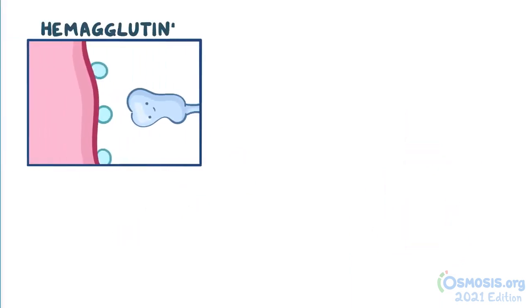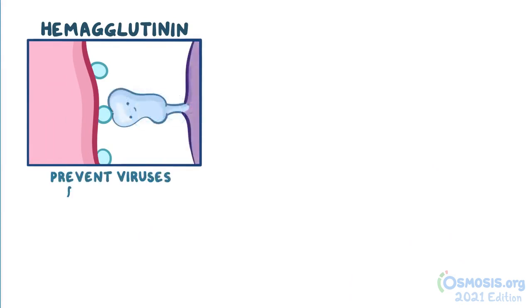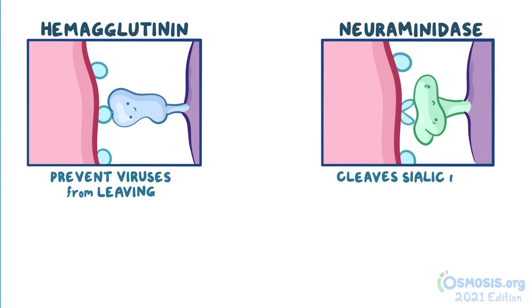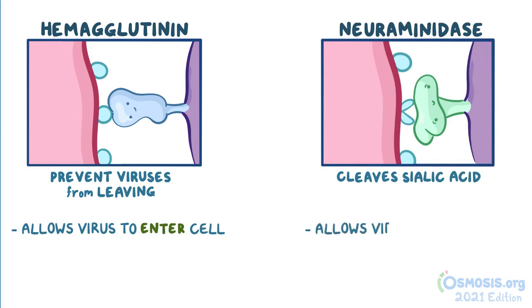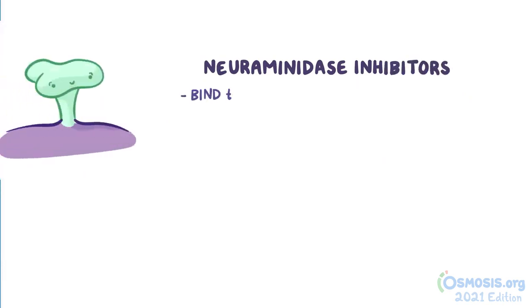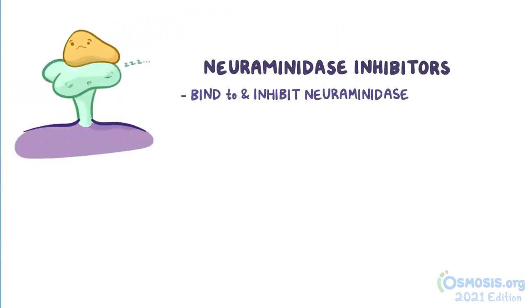However, the same hemagglutinin that allowed the virus to attach to the sialic acid sugar on the cell surface can bind to these sugars again and prevent the viruses from leaving the host cell. So in order to be released, the virus uses the neuraminidase proteins to cleave the sialic acid and free itself. So in short, hemagglutinin allows the virus to enter the cell, while neuraminidase lets the virus leave the cell. Now, neuraminidase inhibitors, as their name implies, bind and inhibit the enzyme neuraminidase, thereby preventing the release of new viruses.